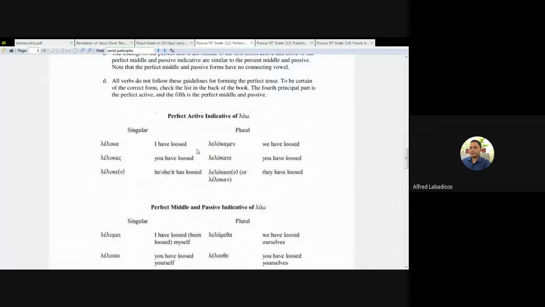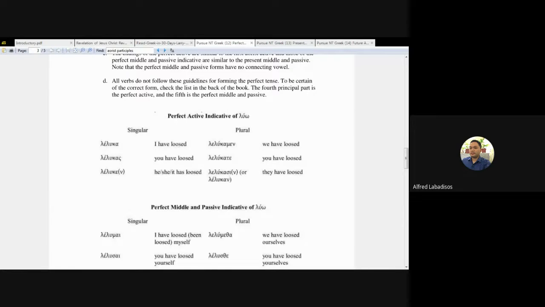So for example, we have liluka, I have loosed. Then lilukas, you have loosed. Liloken, he, she, it has loosed. For the plural, lilukamen, we have loosed. Lilukate, you have loosed. Lilukasi, they have loosed.